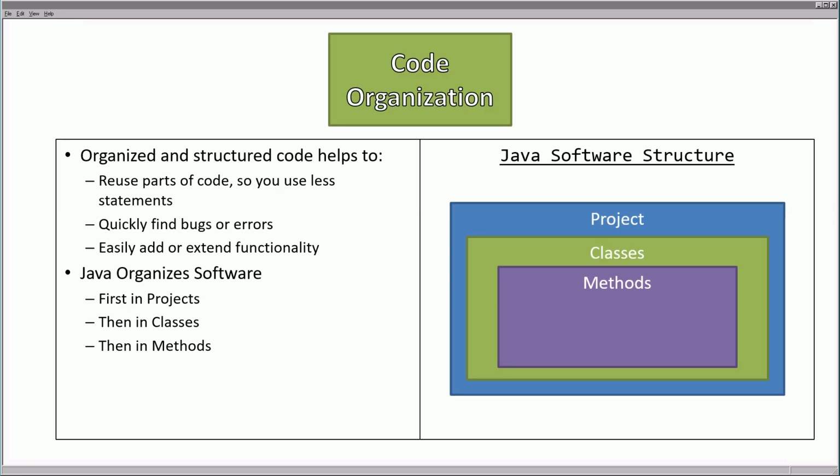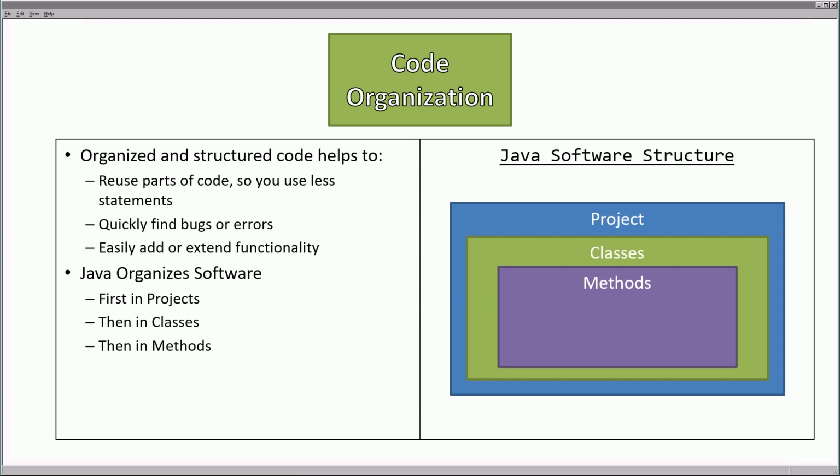Today, we're going to talk more about classes and objects. In a previous lecture, we started going over code organization. We do this so we can reuse parts of code so we use less statements, quickly find bugs or errors, and easily add or extend functionality.